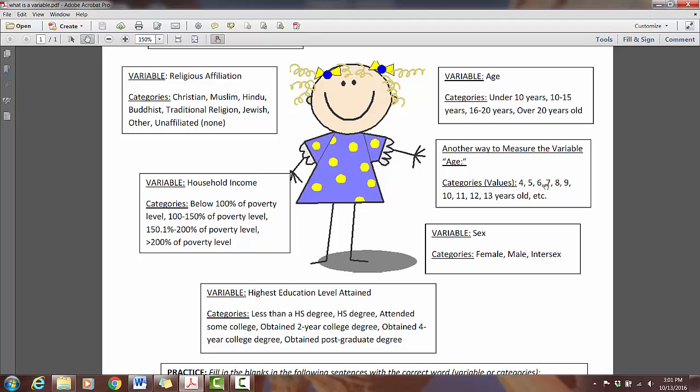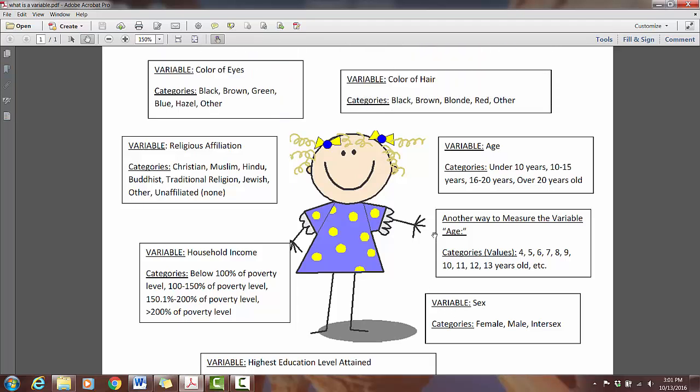Okay. So for eye color, hair color, and religious affiliation, you see the category other listed. And I just want to take a moment to talk about that category. That's an important one to think about if you are the person writing a survey that people are going to fill out to give you information about these different variables.